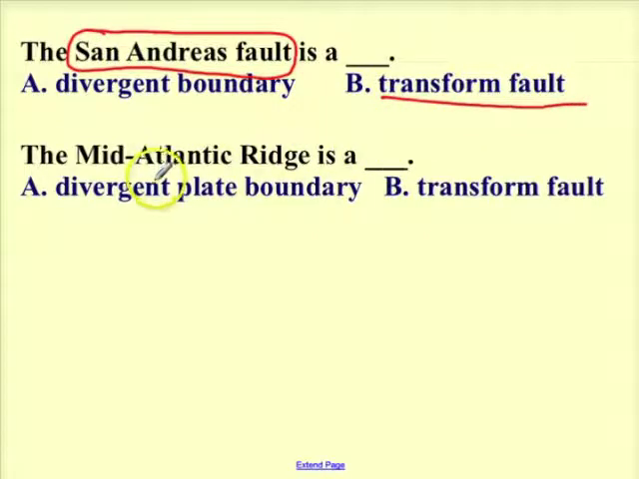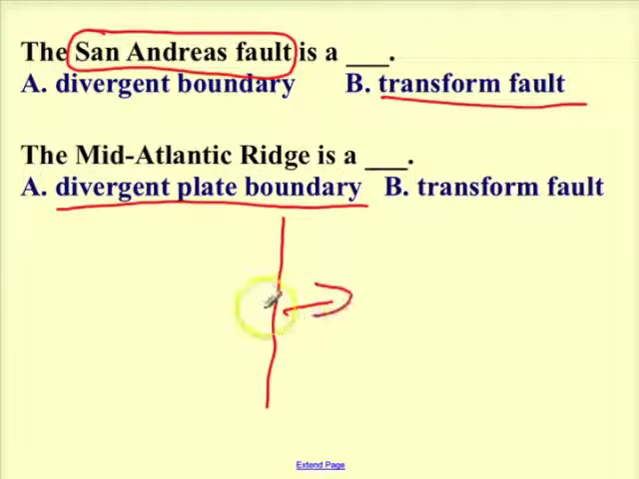And the Mid-Atlantic Ridge is which one do you think? If you said divergent plate boundary, you are correct, because remember, down the middle of the Atlantic Ocean, the plates are pulling apart, and new magma comes up and forms new earth there.